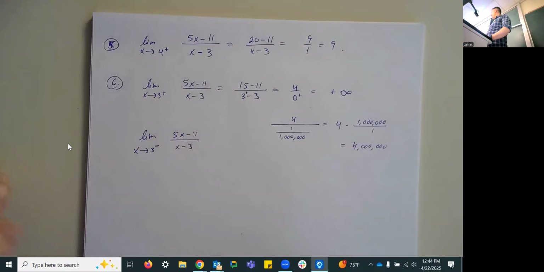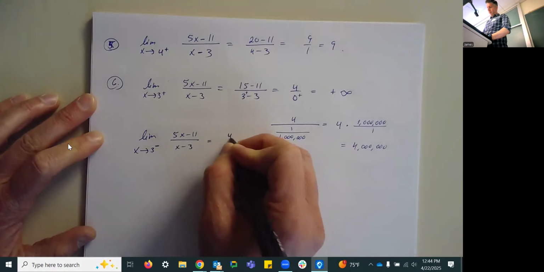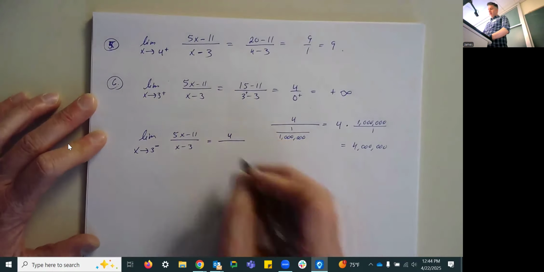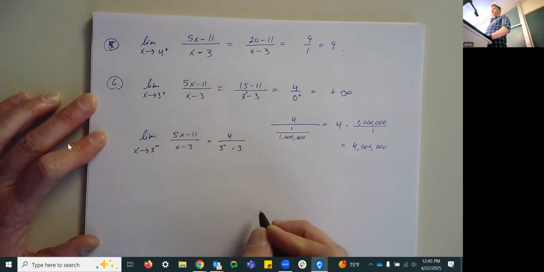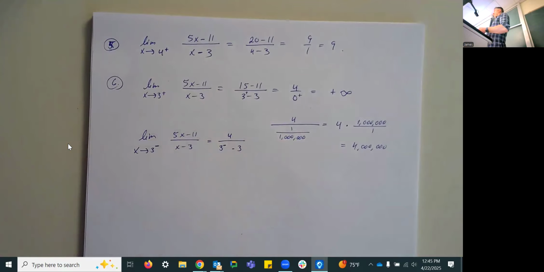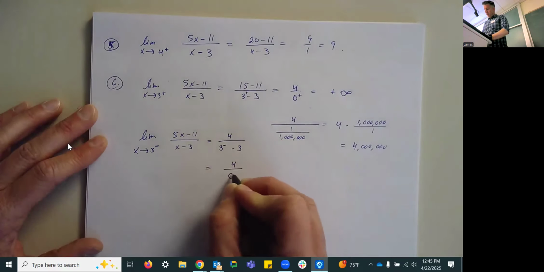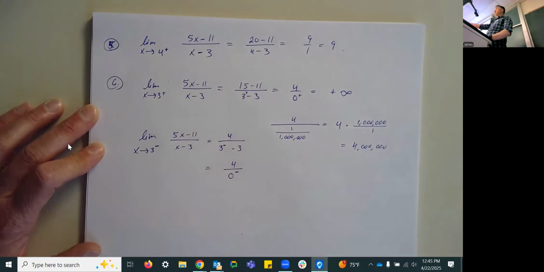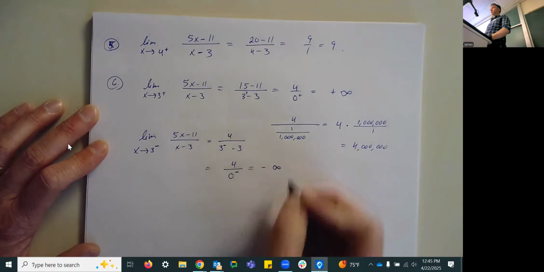Well, again, we're going to plug in. On top, we're still going to get 15 minus 11, which is 4. In the denominator, we're going to get a number slightly less than 3, minus 3. So if we have a number that's smaller than 3, like 2.999, and we subtract 3, we're going to get a very, very small negative number. So this is going to look like 4 divided by a very small negative number, and a positive divided by a negative should be negative overall. So this is going to be negative infinity.